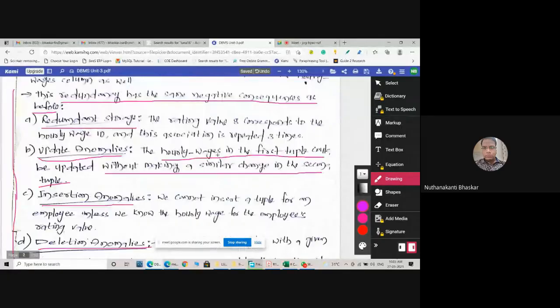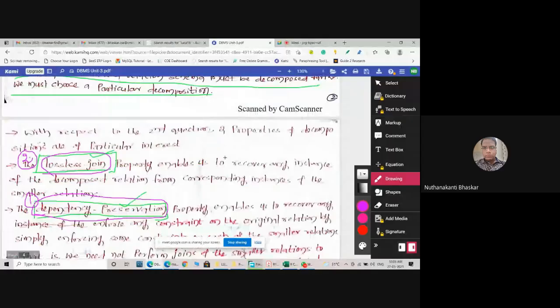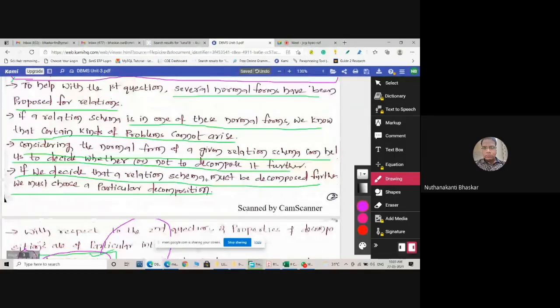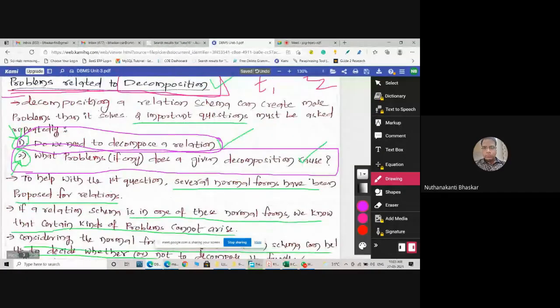One point you can understand here based on this knowledge: there is always a lossless join depending on the dependency preservation. The dependency preservation is not based on the lossless join. So if dependency preservation is satisfied, then no need to worry about the lossless join. Correct? Yes, sir.